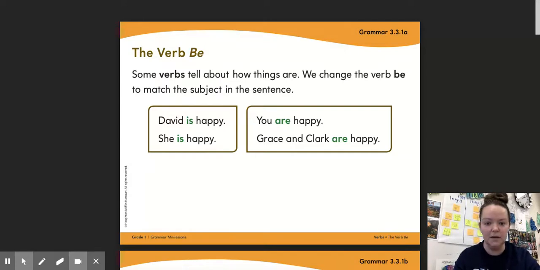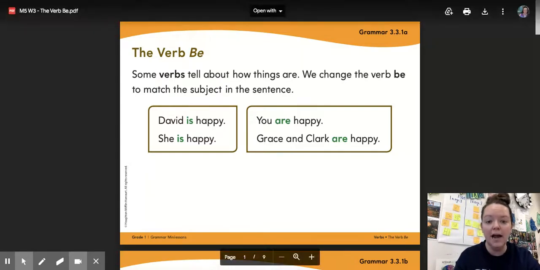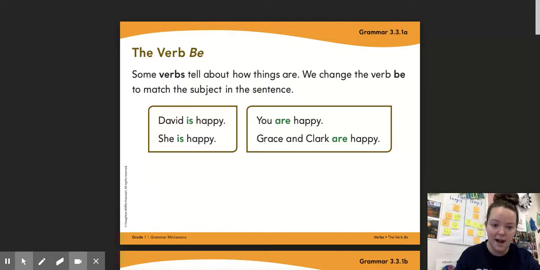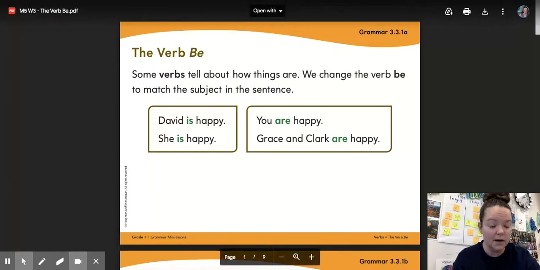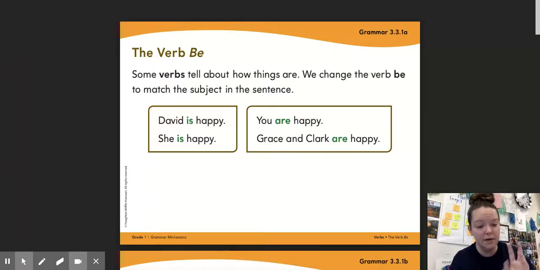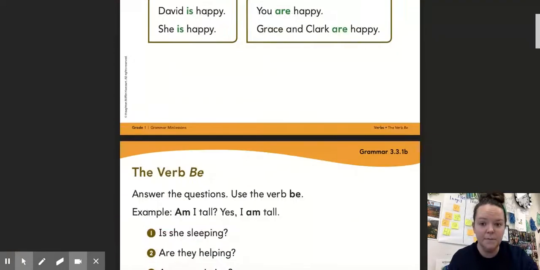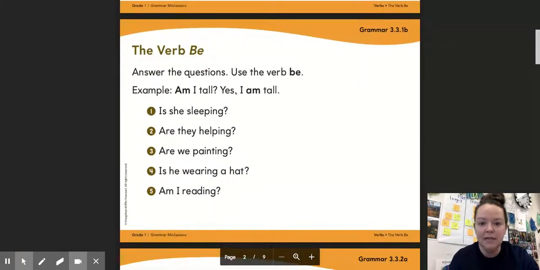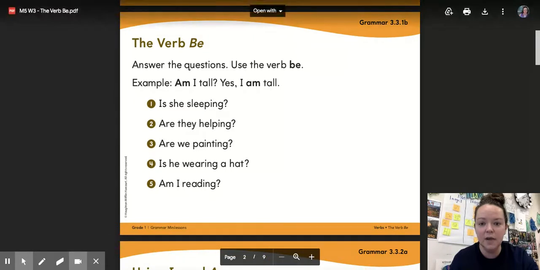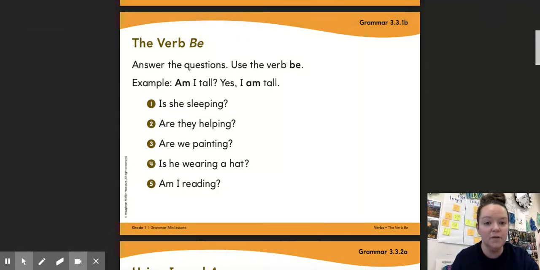She is happy. Again, is is the verb. You are happy. Grace and Clark are happy. So is, are, and be are all verbs. They're telling about how things are, right? Looking at this, we're going to answer the questions using the verb be. For example, if the question says, am I tall? You would say, yes, I am tall. And the am in this case would be the verb.